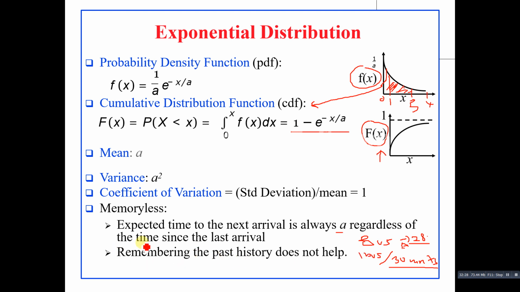So the expected time to the next arrival is always the mean a, regardless of the time since the last arrival. This is the exponential distribution, and remembering the past does not help, so it is called memoryless. It doesn't care about the past history. Okay, doesn't care whether you're bad or good. That's something else. So this is memoryless.